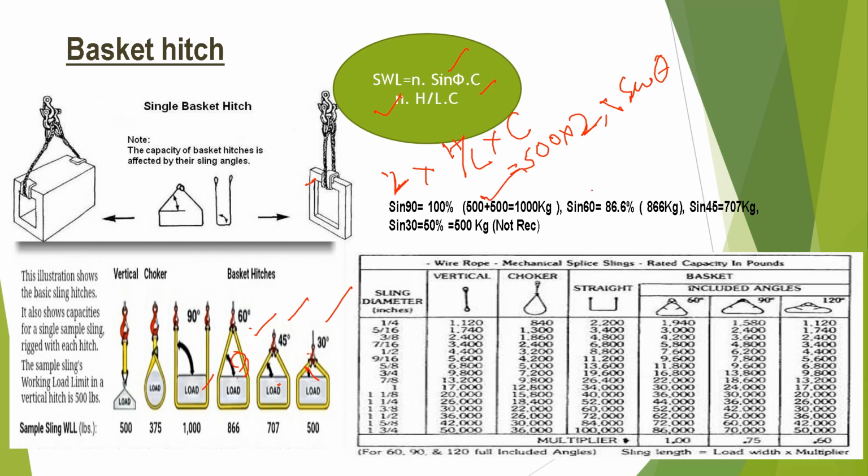For sine 60, it is root 3 by 2, 86.6%. That is 866 kg. Sine 45, that is 1 by root 2, that is 707 kg. And for sine 30, it is half, 50%, that is 500 kg. It means the sides of the ropes will give half of the load. Total at 90 degrees it was 1000, now it will be half of that, 500. So 30 degrees is not at all allowed. Generally more than 45 degrees is allowed.